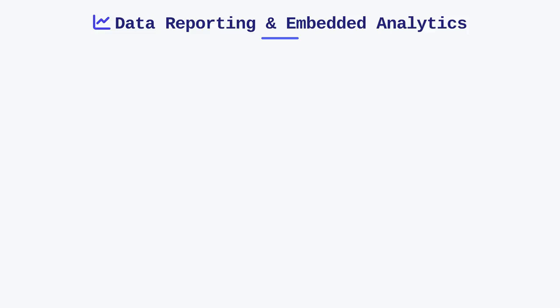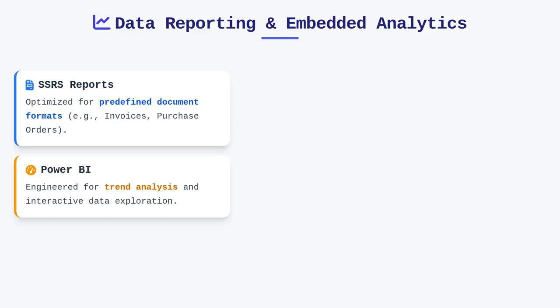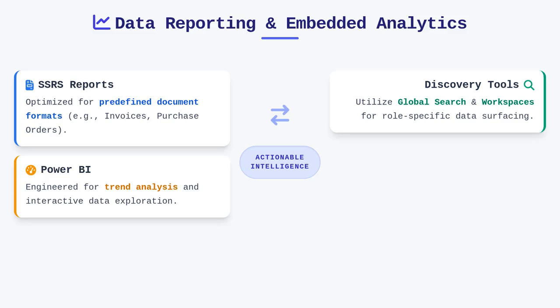Data reporting and embedded analytics represent the layer where raw data becomes actionable intelligence within the Dynamics ecosystem. You should be prepared to differentiate between standard SSRS reports, which are meant for predefined document formats like invoices, and Power BI dashboards, which are better suited for trend analysis. The exam will frequently test your ability to use the global search and workspaces to find information. So keep in mind that these tools are designed to surface relevant, role-specific data.